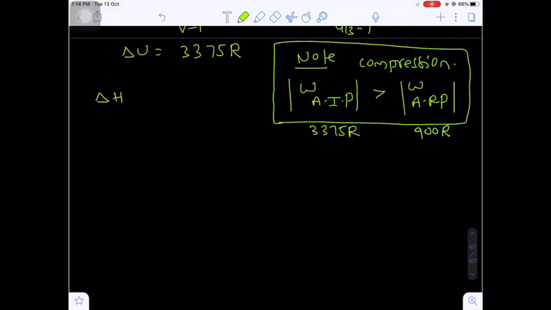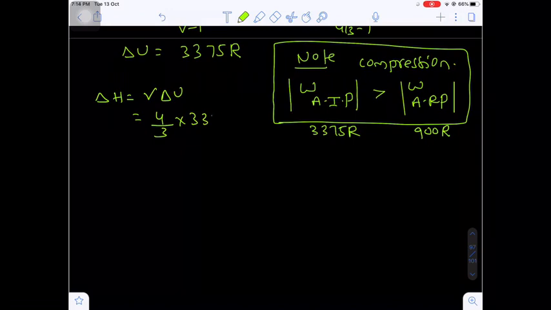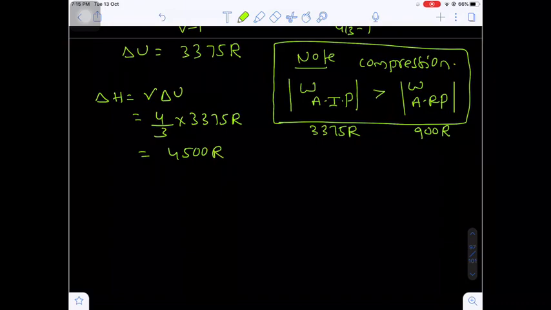And the next one more we have to calculate, del H. Del H is nothing but gamma times del U. Yes, what is the gamma value? 4 by 3. And del U is nothing but the W, nothing but 3375 capital R. So 4500 R. Are you getting my point?